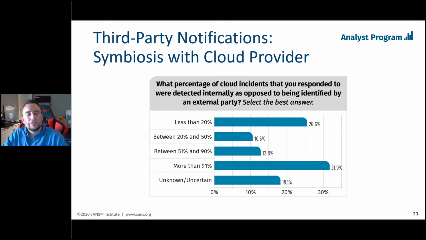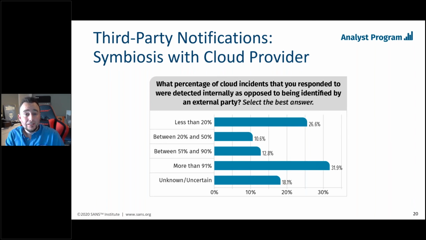What about third-party notifications? Now, this is pretty cool. What percentage of cloud incidents that you responded to were detected internally as opposed to being identified by an external party? A lot of the incidents are actually determined by an external party. So why do you think this is? So many incidents are getting reported to you by a third party.